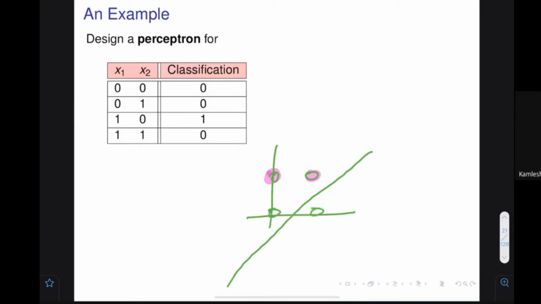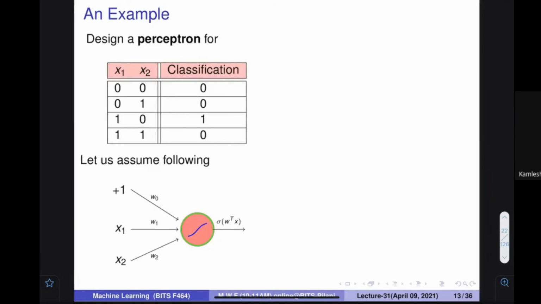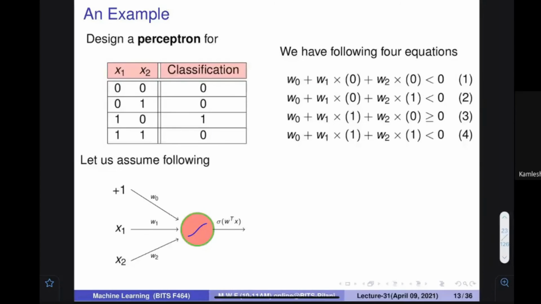Let us find out the parameter for this. So how can we find out the parameter for this? Let's assume that this is the perceptron that is going to solve my purpose. These are the weights. We have to find out what is the right weight for this. From the first line, what is the equation? For this, the equation is W0 plus W1x1 plus W2x2.